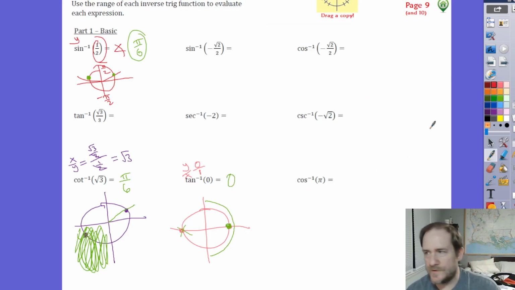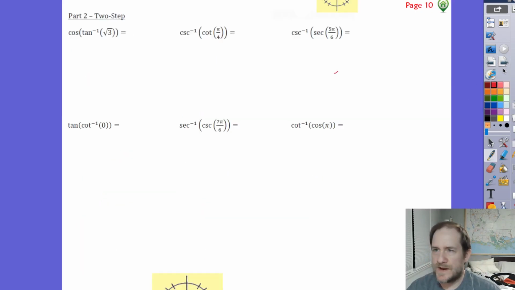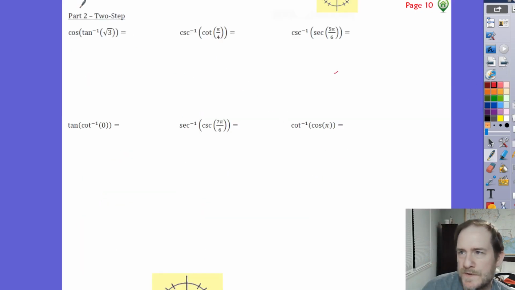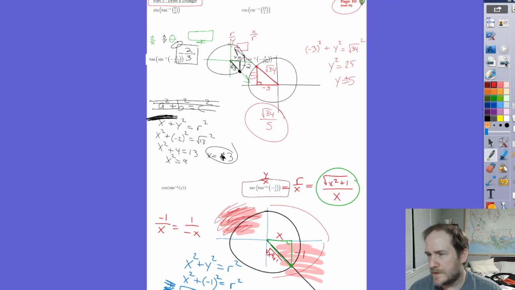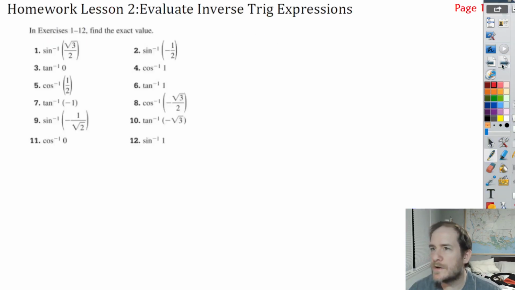I'm not doing any more of these, you guys get it. All right, so the next step up in difficulty was these two-steppers. And without giving too much away, I was told there was one like this. Maybe it's in the homework.